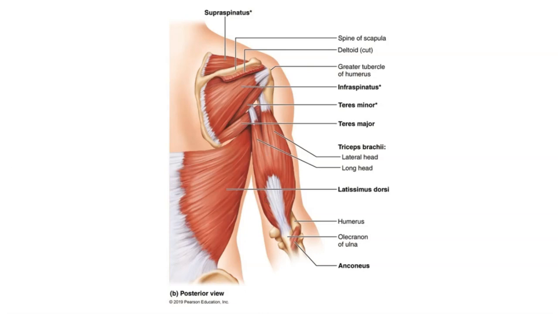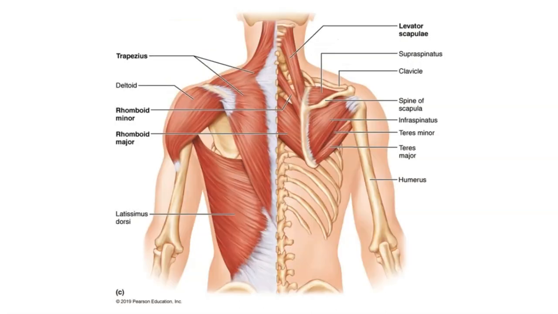So that's a pretty easy way to visualize its movement. Okay, so we've seen the major muscles of at least the upper part of the arm and the shoulder joint. So let's turn our attention to the posterior part of the trunk and the lower back.